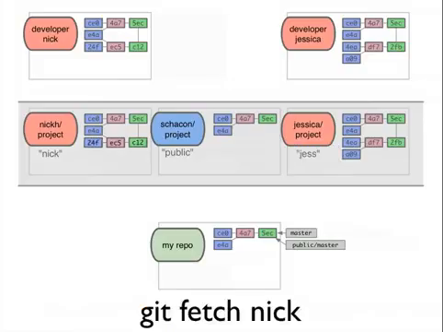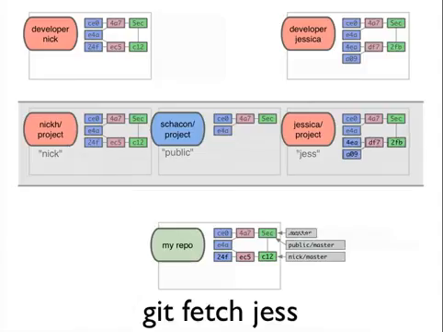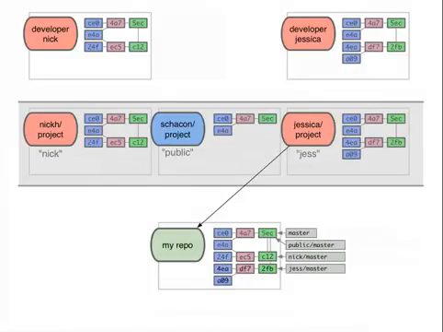So I can say git fetch Nick, and it knows that Nick means that entire URL that I just added as my remote. So it goes and it pulls all those objects down that he has that I do not have yet. So it just does the diff. And then it gives me a pointer to where his master branch is. And I can do the same with Jess and pull all the objects down that she has I don't have yet, and give me a pointer to where her master branch is.